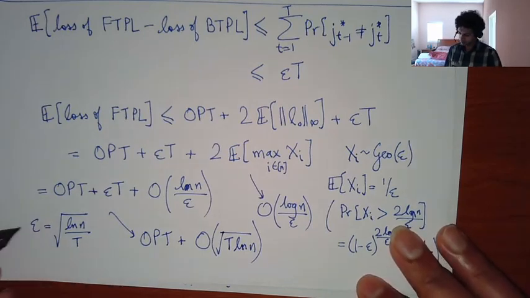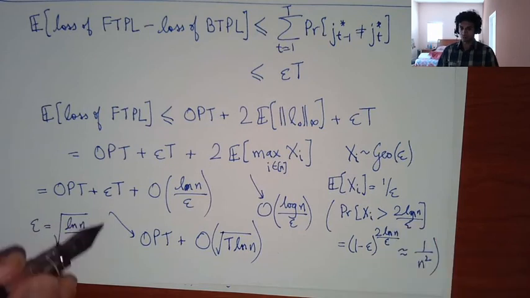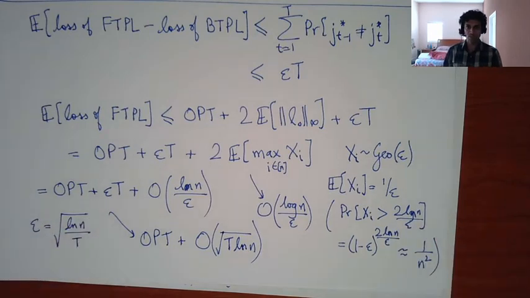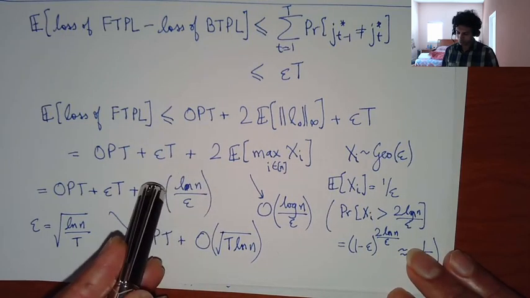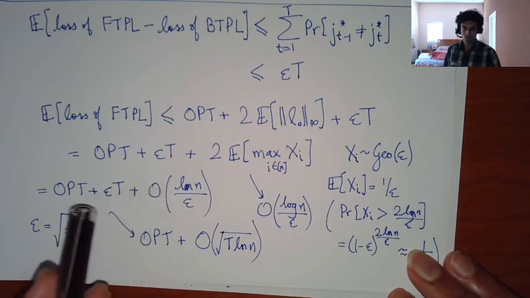And this is the trade-off here. So when you set epsilon to be large, the larger you set epsilon, the smaller that this term becomes, but the larger that this term becomes.